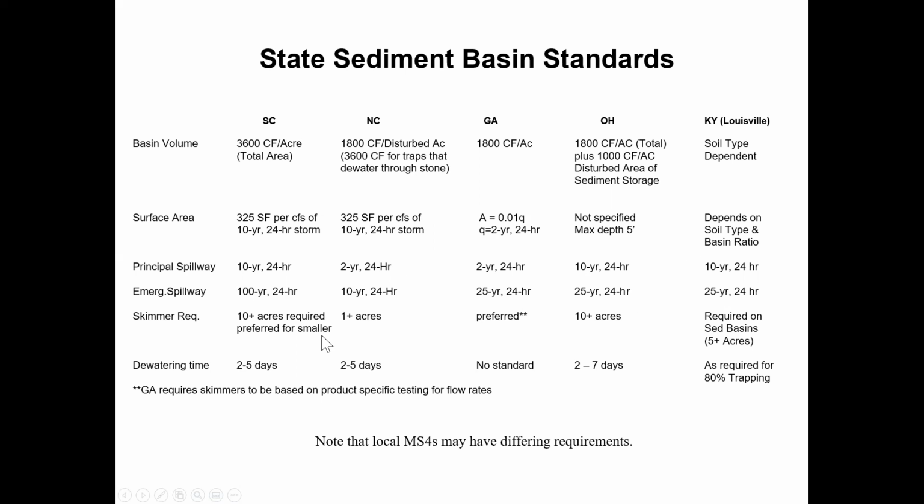As far as skimmers being required, that varies from typically 10 acres down to as small as 1 acre in North Carolina. In Kentucky, it's required on any sediment basin. Generally a sediment basin is required for 5 acres or larger. The difference between a sediment basin and a sediment trap is the outlet structure. Sediment traps typically have just a stone outlet, whereas a basin has more of a structure, or at least a pipe and skimmer. But typically, if you're doing a basin for even as small as 1 or 2 acres, you would put in a skimmer in its place.